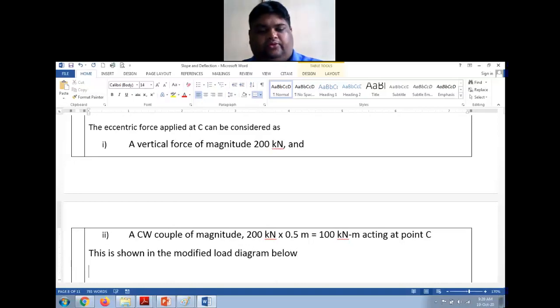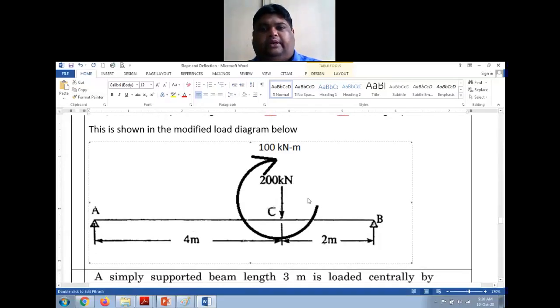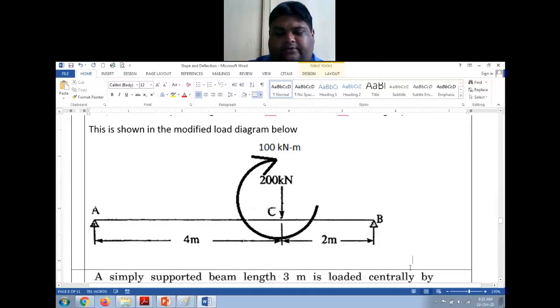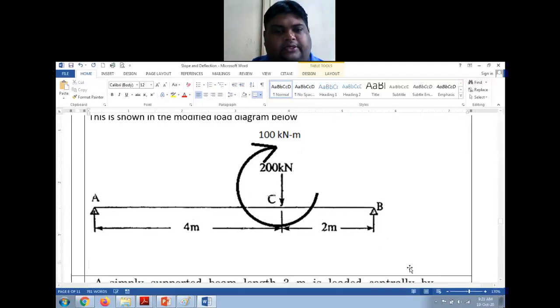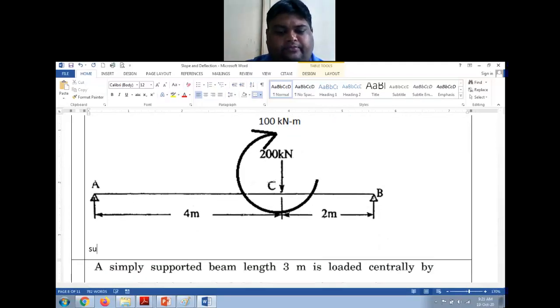So this is shown in the modified load diagram below, and this is my modified load diagram. Now with this, I have to find the support reactions. Now, after finding the support reactions, I have to do what? Take a section in the extreme section, that is BC, somewhere here, and based on that, I have to calculate various things. Now, let us start support reactions.